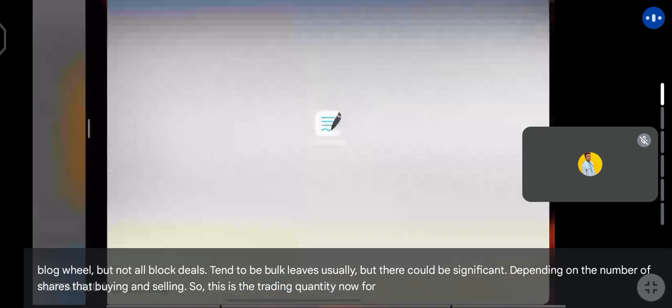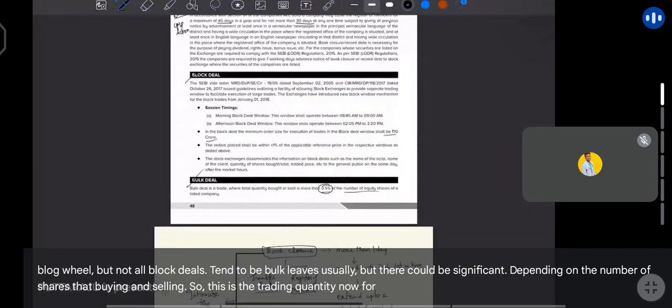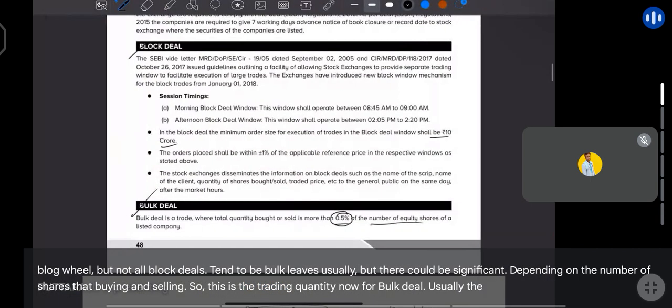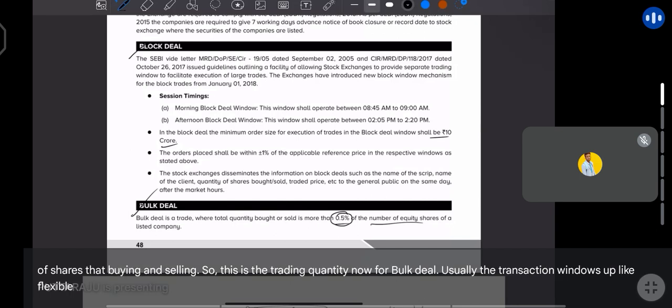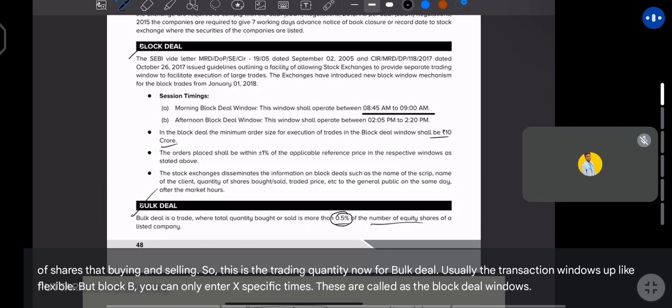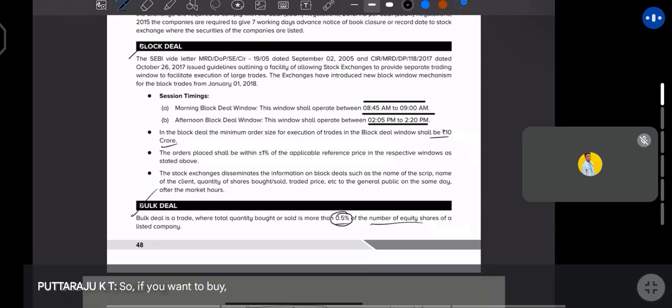Now for a bulk deal, usually the transaction windows are quite flexible, but for a block deal you can only enter at specific times. These are called the block deal windows. You have a morning block deal window between 8:45 and 9, and an afternoon block deal window from 2:05 to 2:20. So if you want to buy any company shares exceeding 10 crore rupees, you will have to buy them only during this slot.